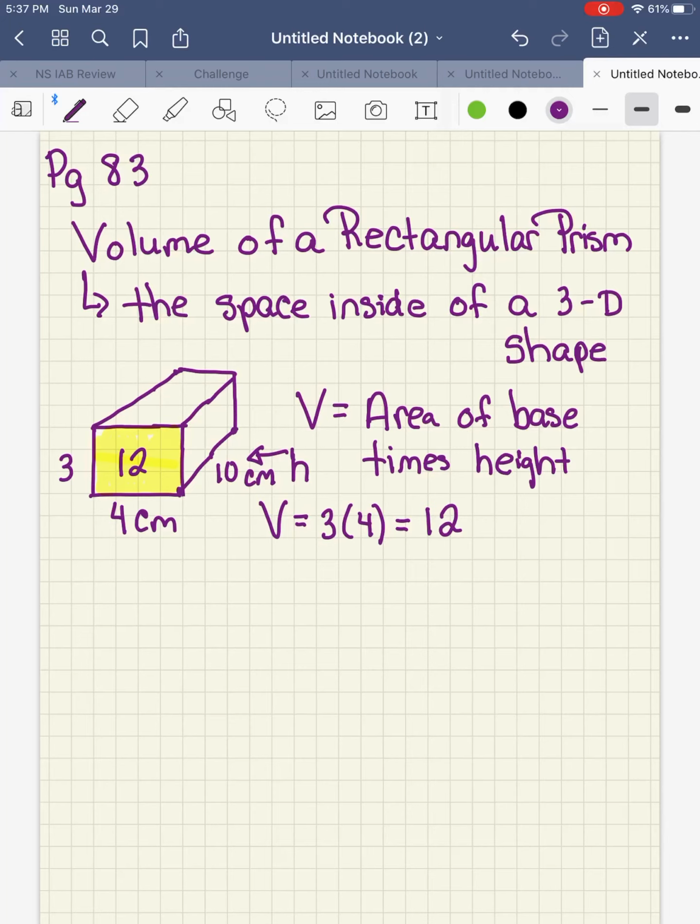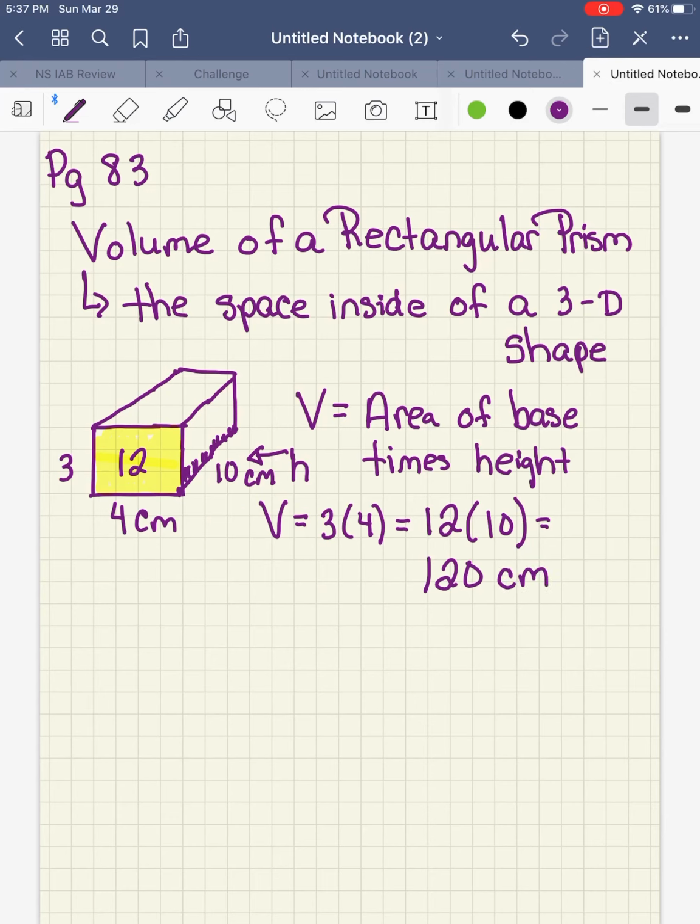Now we multiply that by the height, because basically this 12 in the front is just repeated, right? If we're stacking those up, we have 10 of that same rectangle, so we just multiply by 10. It repeats 10 times, and 10 times 12 is 120.